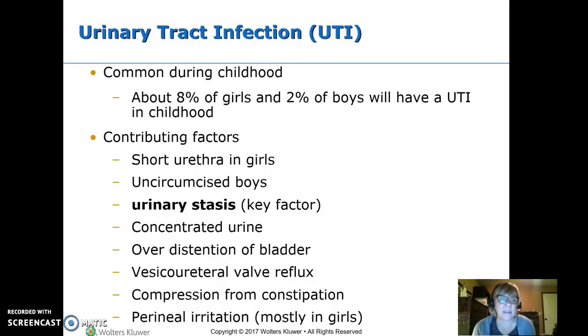That urine being made is concentrated. Holding it and over distending the bladder, having some actual problem with the valve. Constipation, it causes compression usually on the ureter so that everything backs up. Or then perineal irritation, and this is a bigger problem in girls because the urethra is even shorter. Irritation on the skin harbors bacteria, and there's a very short distance for it to back up and get into the bladder and then move on up.